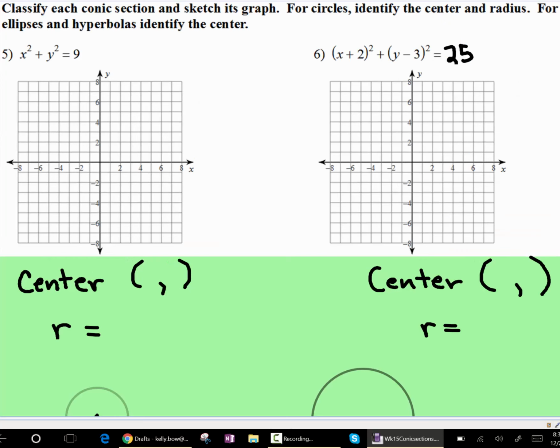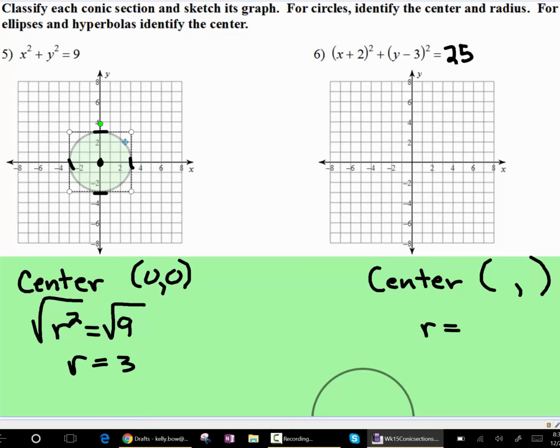For circles, you have to identify the center and the radius. So for the radius, you just look at the r squared and take the square root of it. So r is equal to 3. The center, since it doesn't give us a reason to shift, is just 0, 0. Then you go over 3, up 3, over 3, down 3, and boom, you can draw the circle.